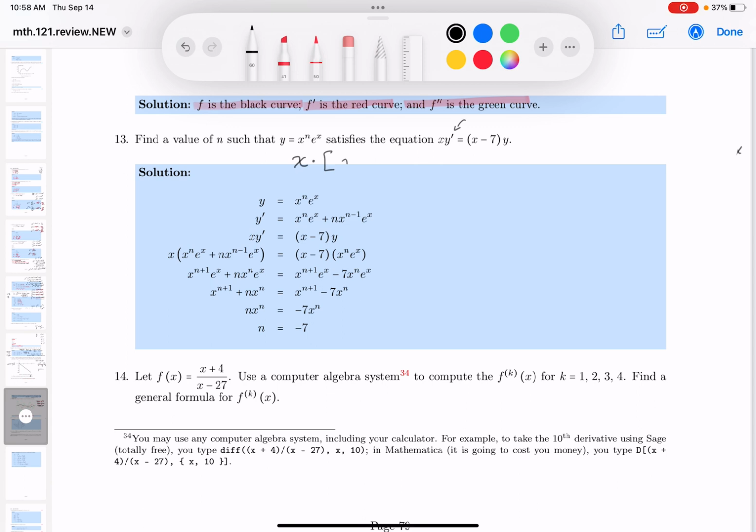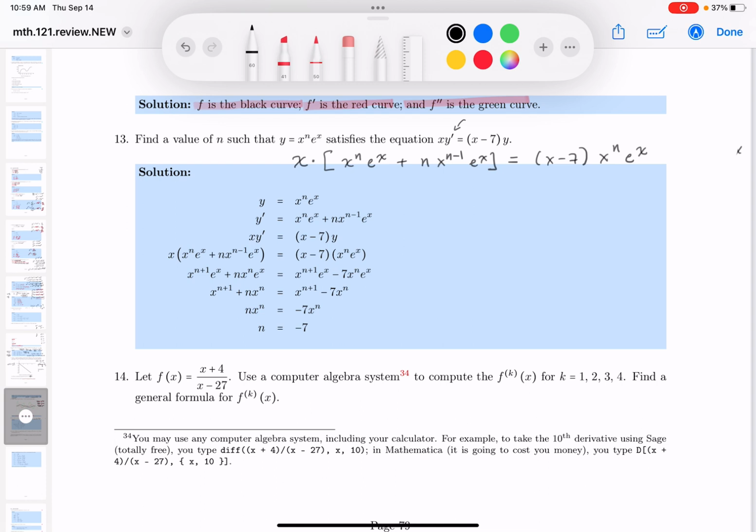I'm going to say x to the n, e to the x, plus n x to the n minus 1 e to the x. And that's y prime, by the way. And what goes on the other side is just x minus 7. And then I multiply it by y. And what's y? It's x to the n e to the x. All right?